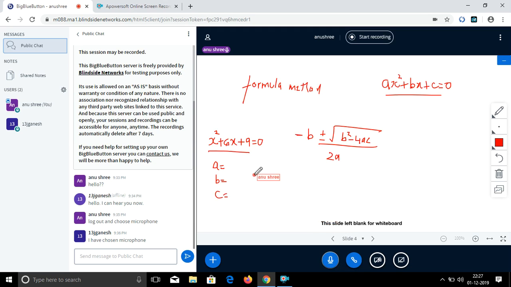Same as in this equation, you have to tell me for this equation what's a, what's b, and what's c. So a is 1, yes. b is 6, and c is 9. Yes, that's right. Now you know a, b, and c. You just have to put these values in this formula.